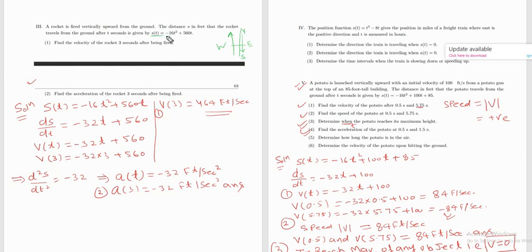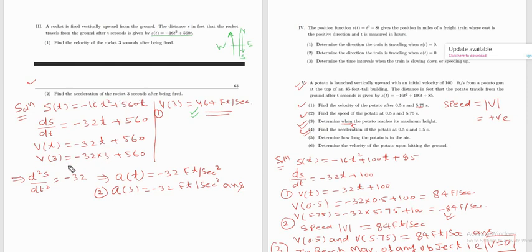Velocity means differentiate this s(t) function with respect to time. s(t) is equal to minus 16t square plus 560t. Differentiate it. So ds/dt is minus 32t plus 560. So now v(t) is this. Now we need to check at t is equal to 3. v(3) is 464 feet per second. This is the first answer.